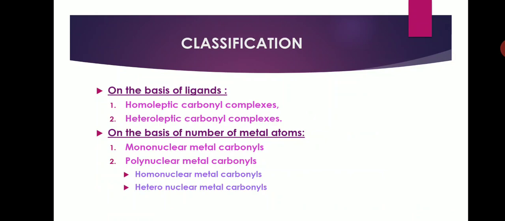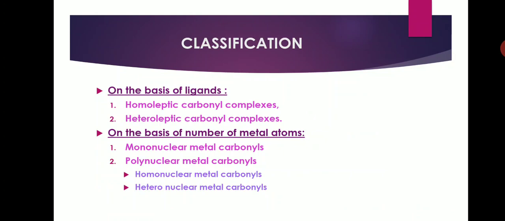Classification on the basis of the number of metal atoms. Mononuclear metal carbonyls. These carbonyls contain only one metallic atom, and they do not contain any bridging ligands. Examples of these are Ni(CO)4 and Cr(CO)6.